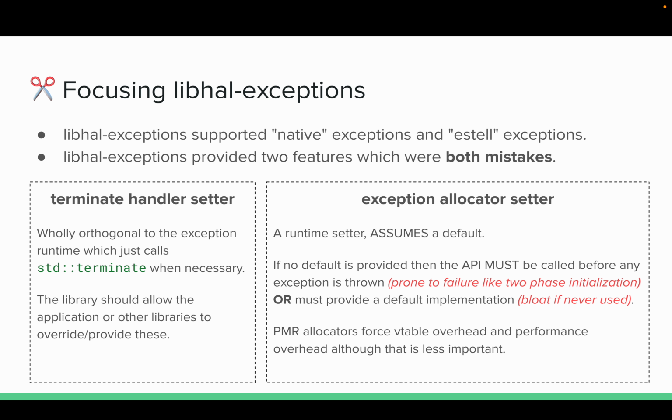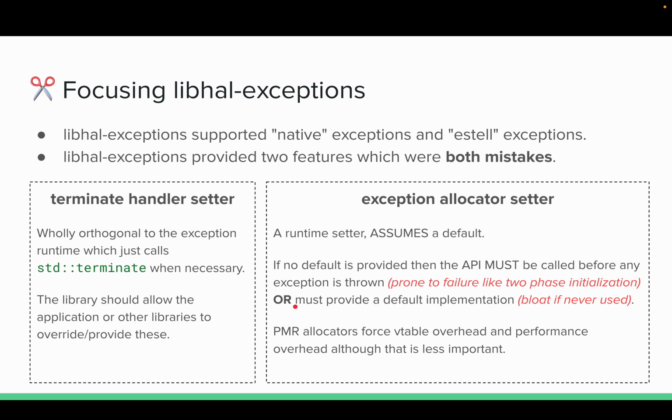But here's one of the worst parts about this whole thing. A runtime setter assumes a default. If you have a setter function that you call sometime after main has been called, that means something was either there to be the default, or it's left blank and it's a foot gun that, if you don't do the right steps first, will blow your foot off. So if no default is provided, then the API must be called before any exception is thrown. This is problematic, because you're now prone to failure since you need to remember to set this up.